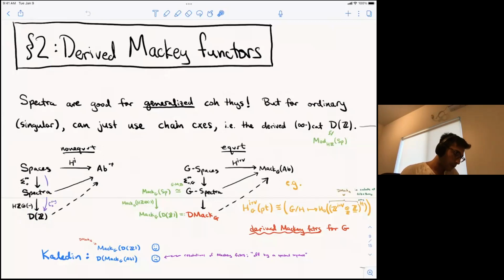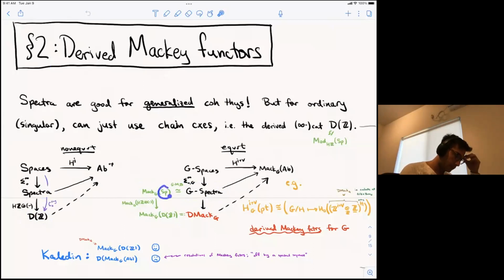So again, let's remember this theorem that G spectra are equivalently spectral Mackey functors. And so the idea is just you replace spectra with derived Z modules. And there's a functor this way, which just says Z linearize all of your values. That's additive.